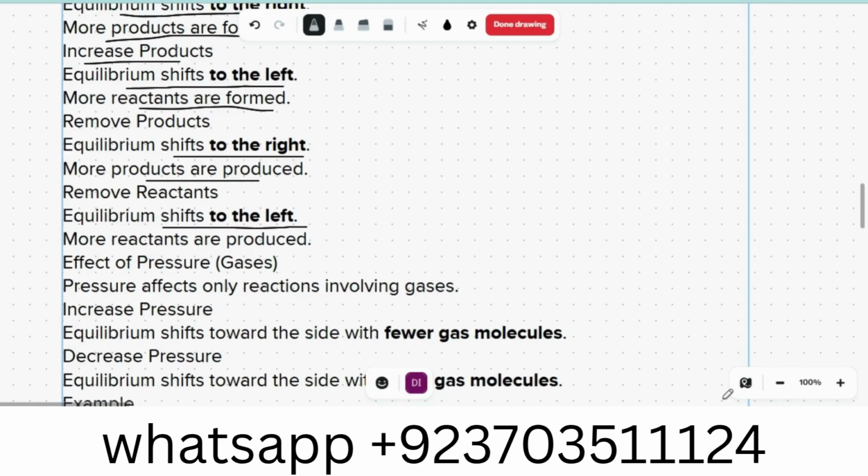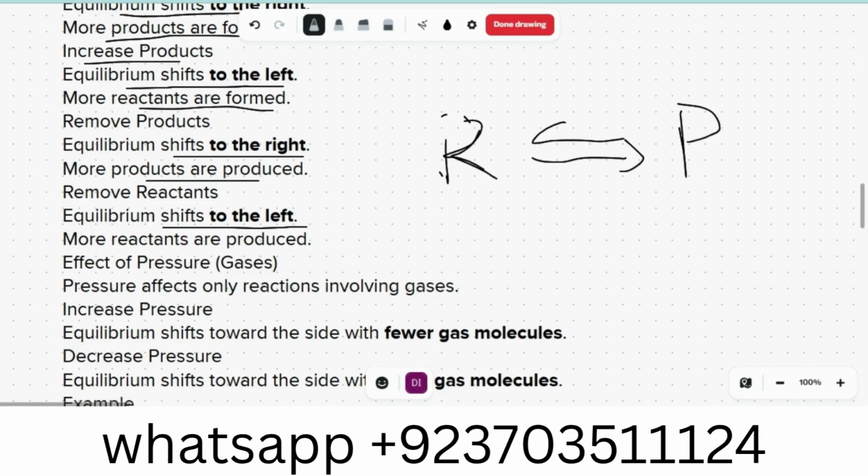What do right and left mean? On the left we have reactants, and that is reversible. On the right we have products.